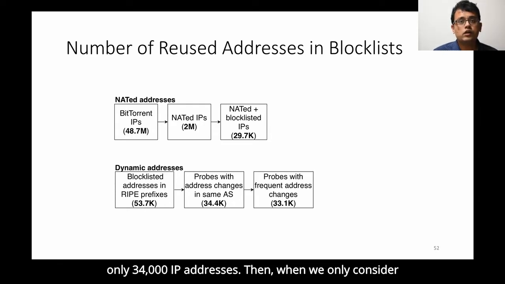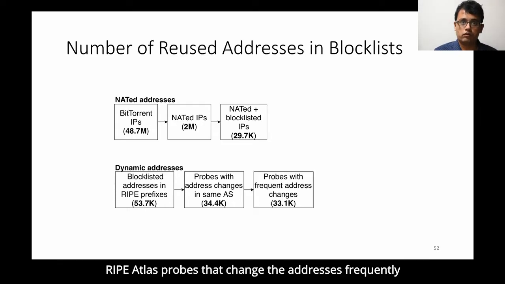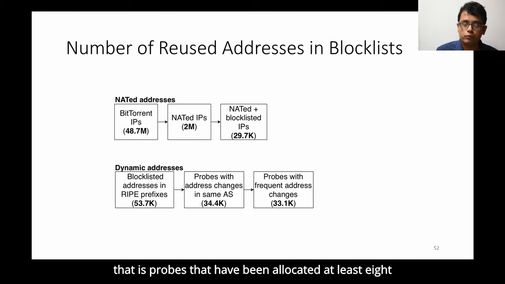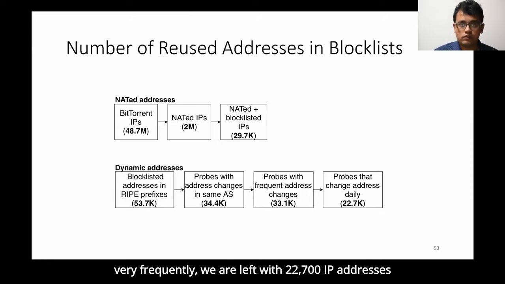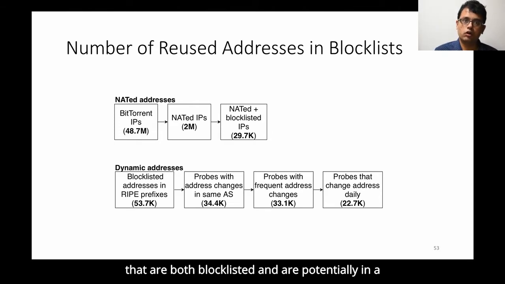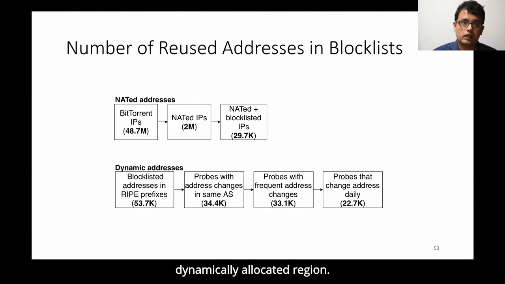Then, when we only consider RIPE Atlas probes that change their addresses frequently, that is probes that have been allocated at least 8 different IP addresses, we are left with about 33,000 IP addresses that are also blocklisted. Then, when we consider RIPE Atlas probes that change their addresses very frequently, we are left with 22,700 IP addresses that are both blocklisted and are potentially in a dynamically allocated region.